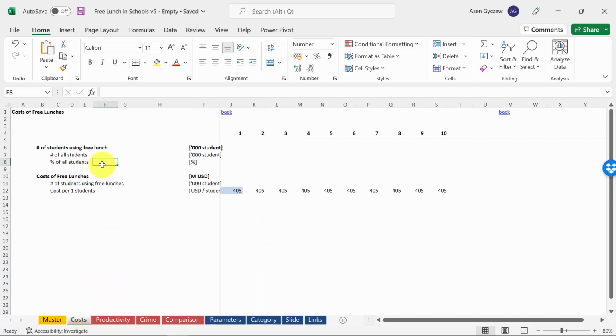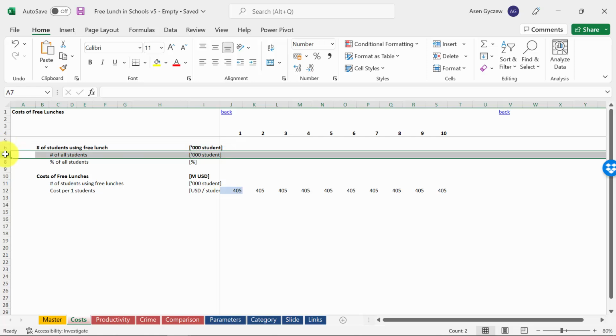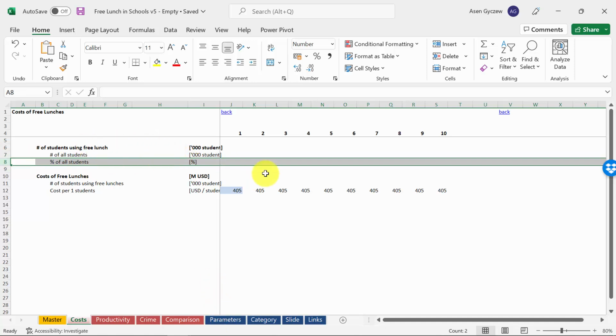So we want to estimate here how much we're going to spend on free lunches. Every column is a separate year. So in column J, we've got the first year. In column S, we've got year number 10. We first start by estimating how many students are going to be using free lunch. So this will be based on how many students we have from the sheet parameters and the percentage of students that will be eligible for this sort of benefit. Again, this can be found in the sheet parameters.